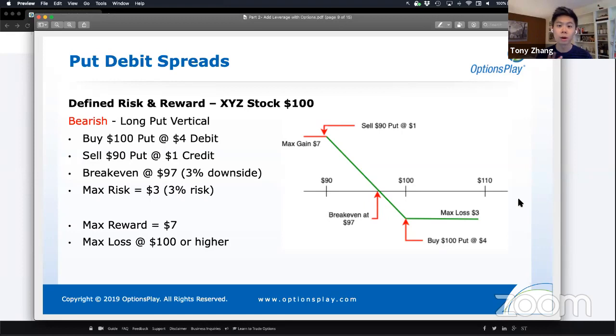So before I move on, please type 4 into the chat window if this makes sense to you. Okay, perfect. I see a lot of 4s.